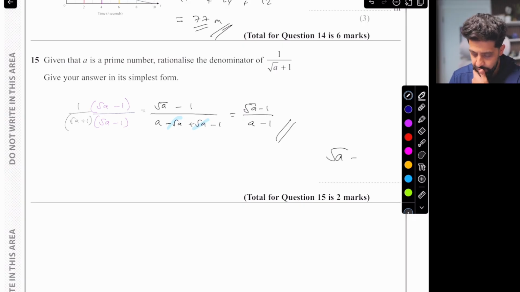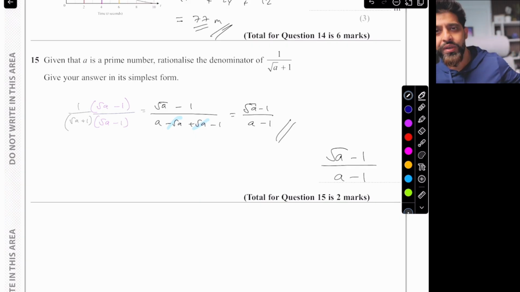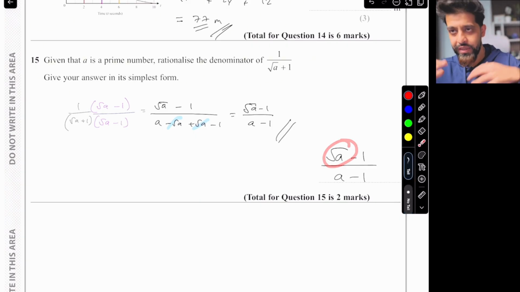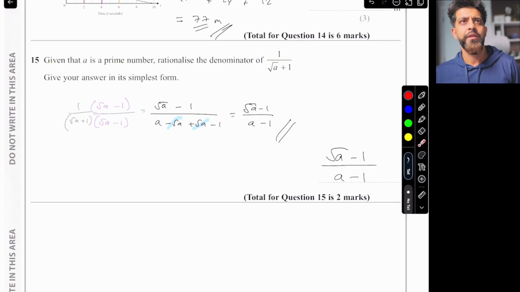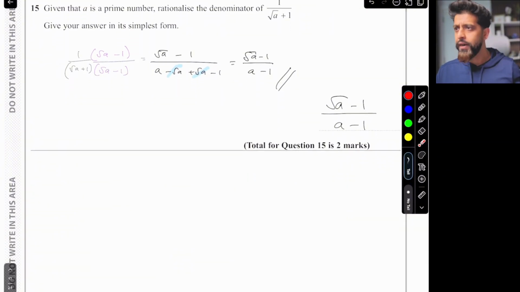Okay, so root a minus 1 over a minus 1. And a is a prime number. That means it can't be broken down. That's what it means. Like root a can't be broken down any further. That's what it means. Okay.